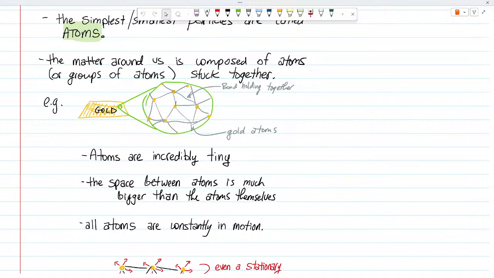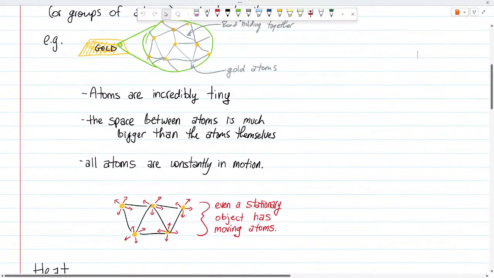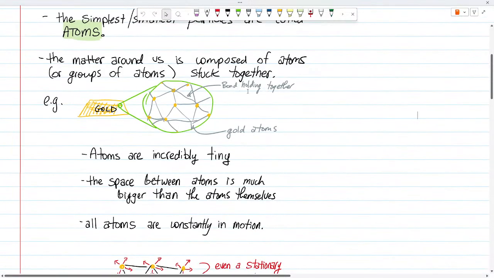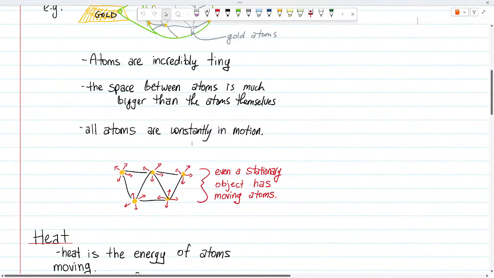But we basically said that particles naturally want to stick together. There's a bond holding them together. And on the other side, while they're always being held together by a bond, they're also constantly in motion. And those two things push against each other. The fact that they're stuck together.